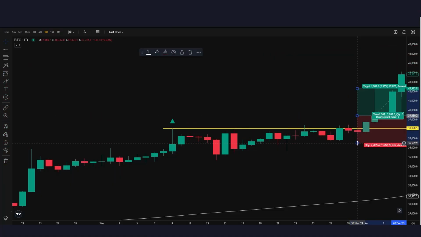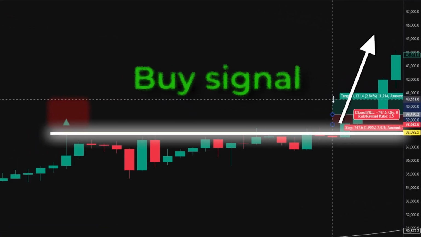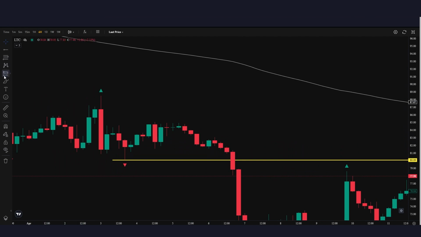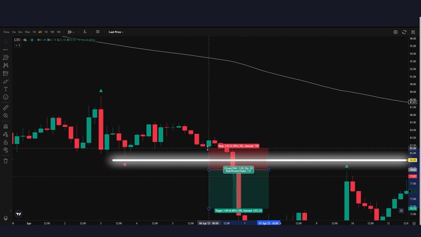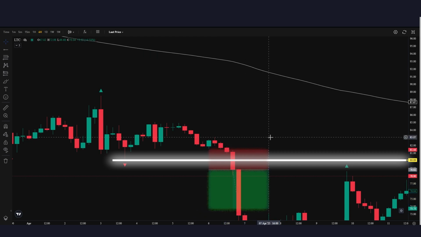Let's look at a specific example. If the price is above the 200 EMA and a breakout of the upper fractal occurs, this gives us a buy signal. We place the stop loss below the entry candle, and the take profit is 1.5 times larger than the stop loss. For the second scenario, when the price is below the 200 EMA, a breakout of the lower fractal signals a sell. The stop loss is placed above the entry candle, and the take profit is 1.5 times larger than the stop loss.